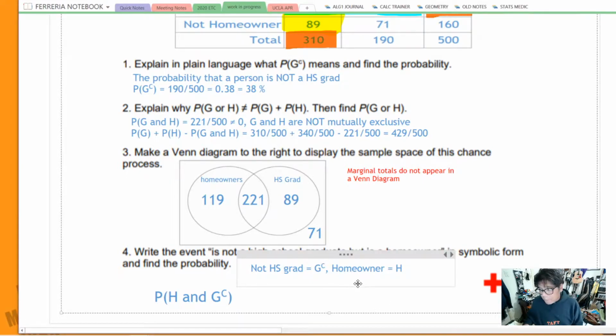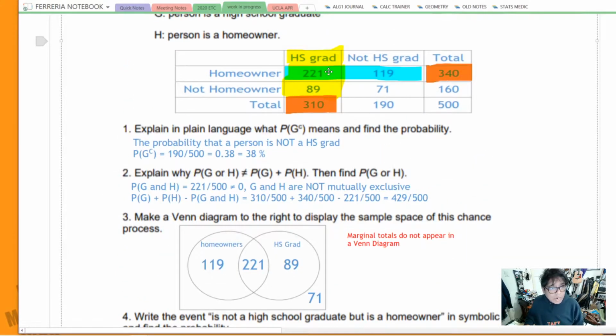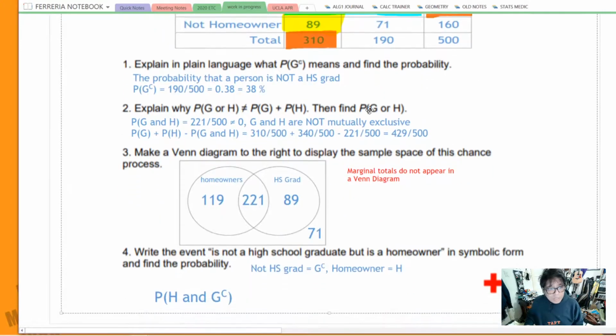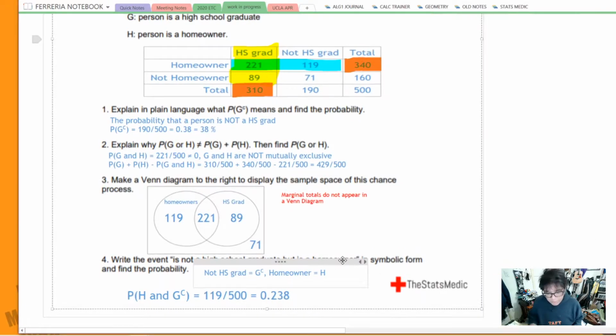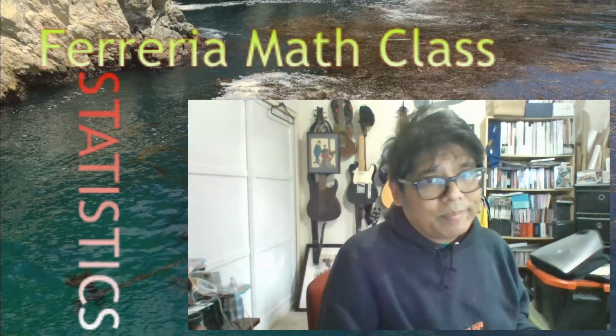So where would that be on the table? On the table, not a high school graduate is this column. Is a homeowner is 119. So that's going to be 119 out of 500, or 0.238. So that is our look at the two-way tables and our corresponding Venn diagrams.